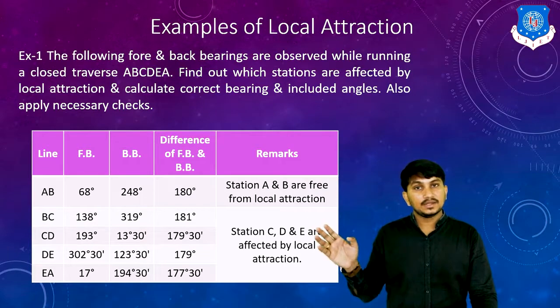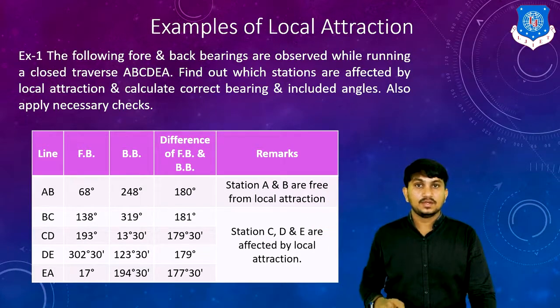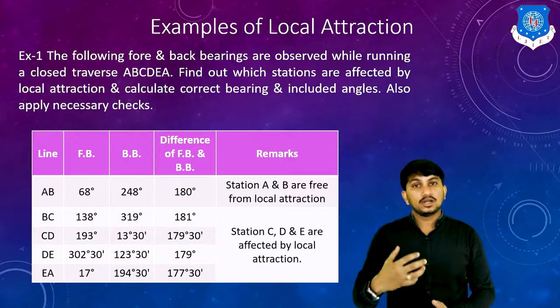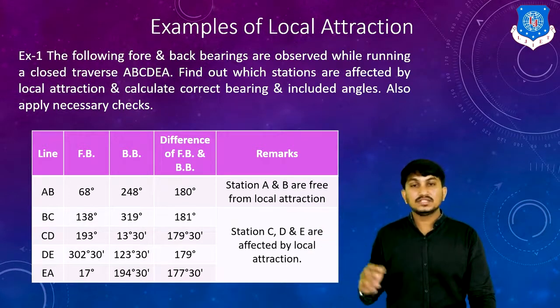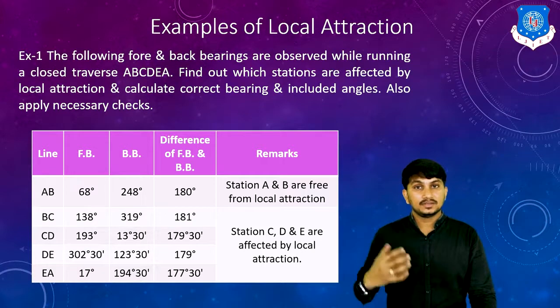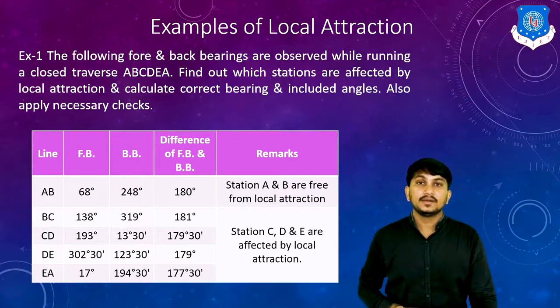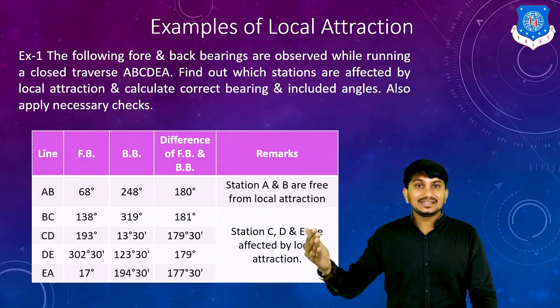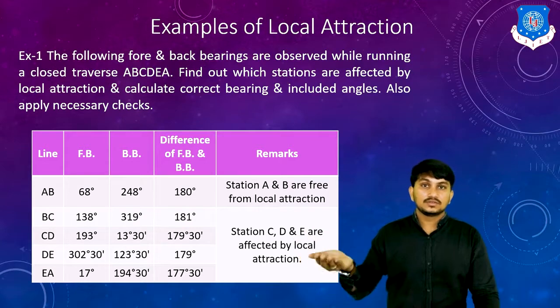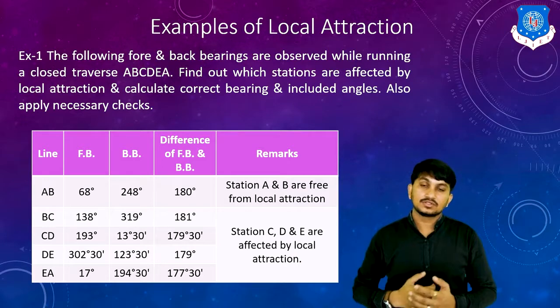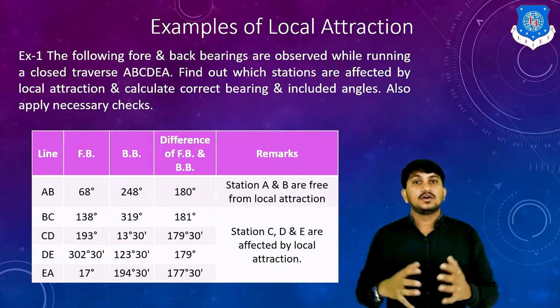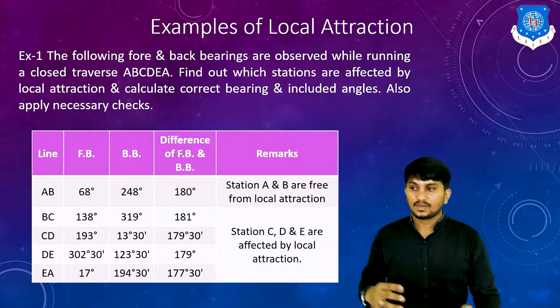Here in BC, B is free from local attraction, so there is a chance of local attraction in station number C. In CD, the difference is 179 degree 30 minutes, which also does not equal 180 degree. Station C is affected by local attraction, so it can be the case in station D also. It is also affected by local attraction.